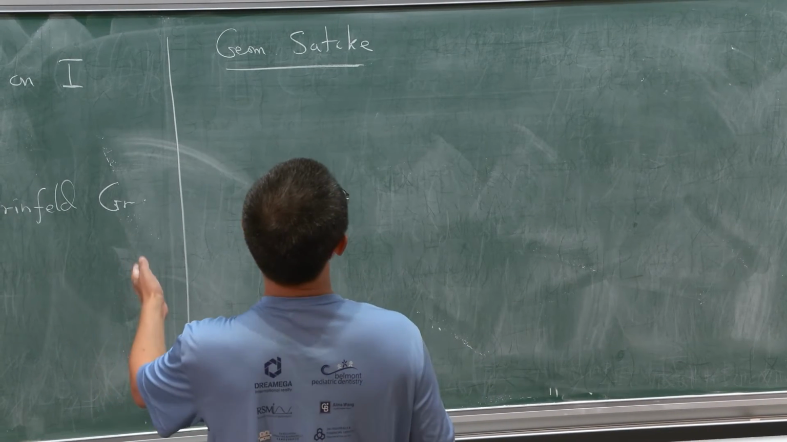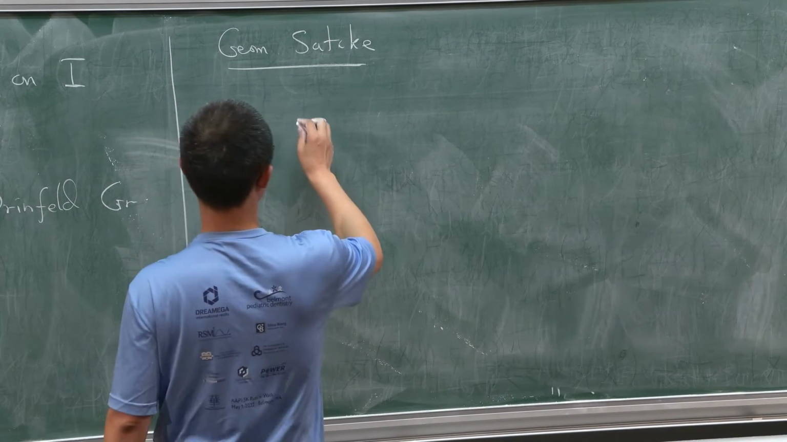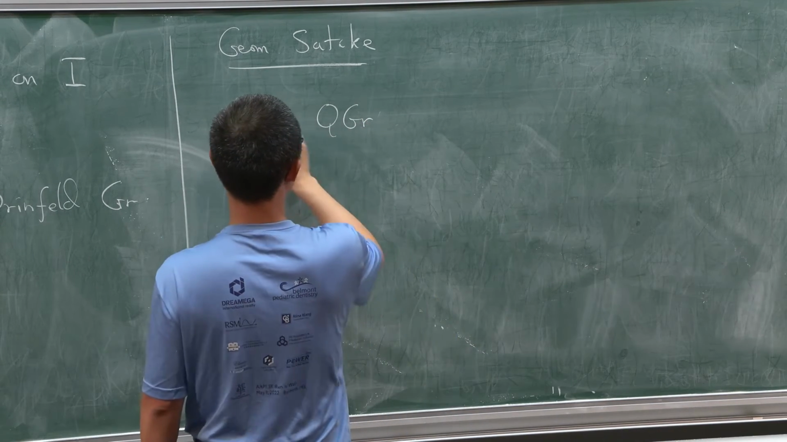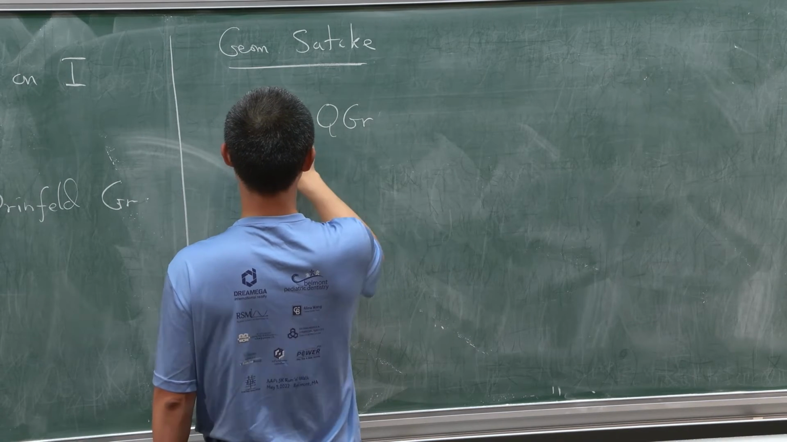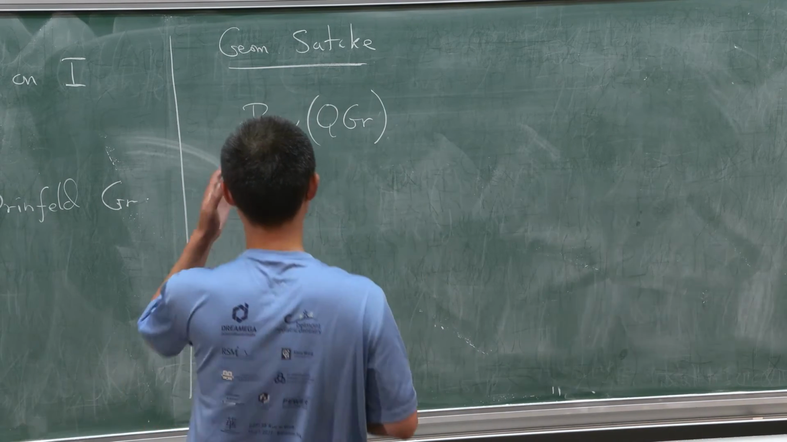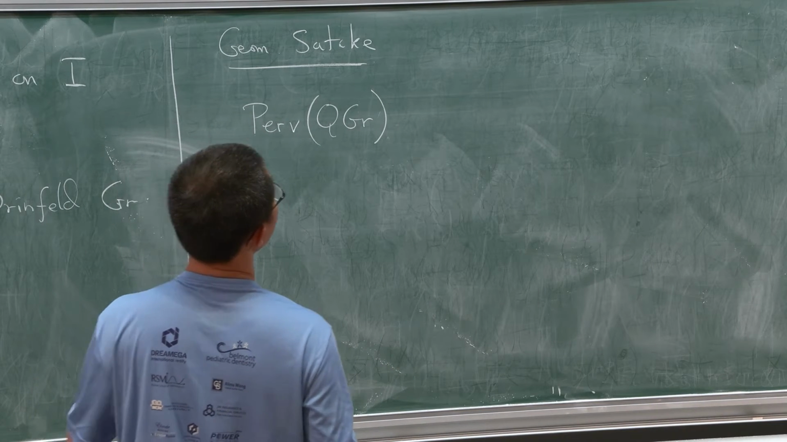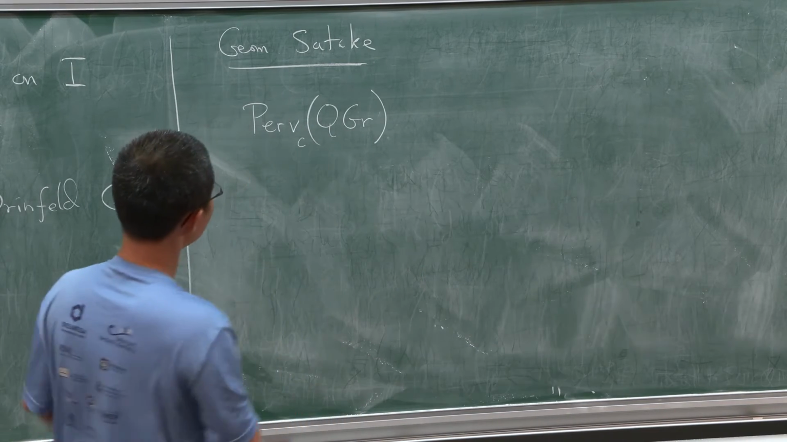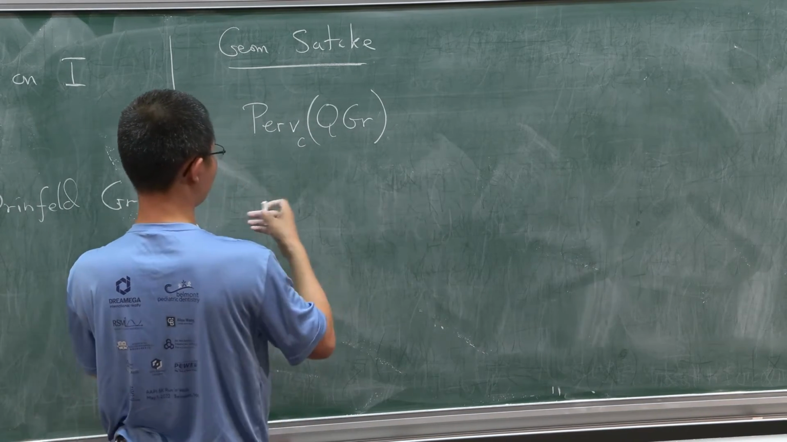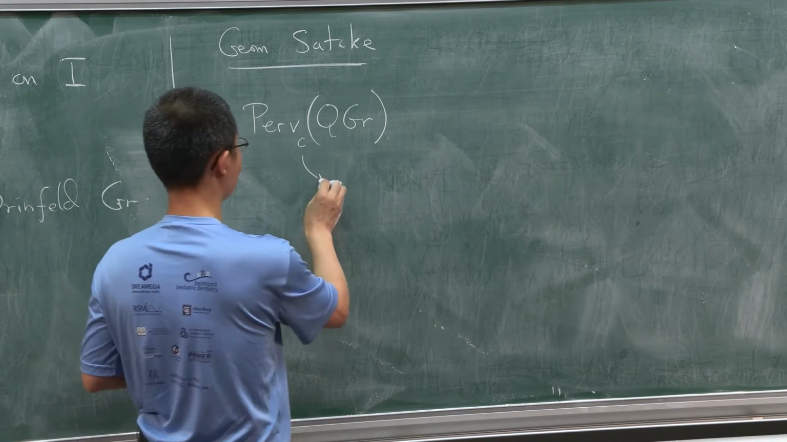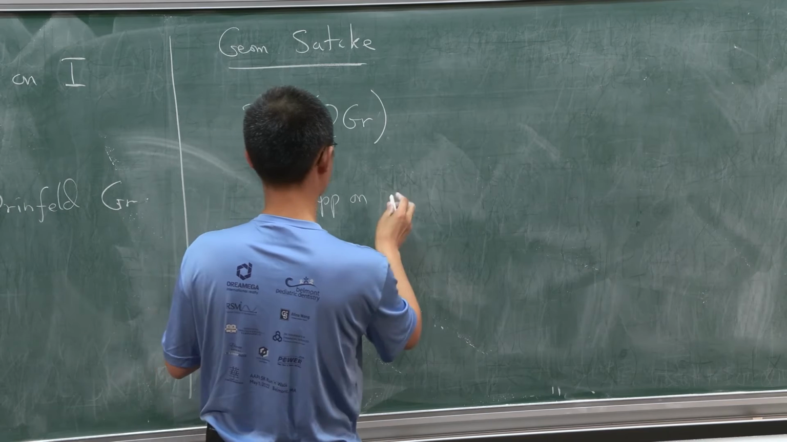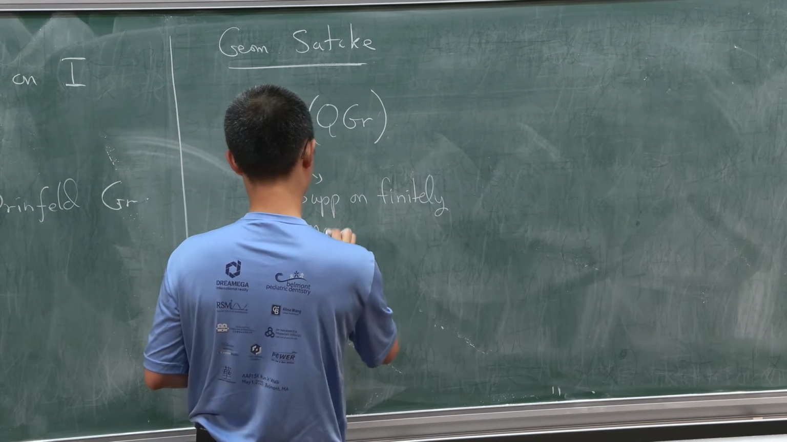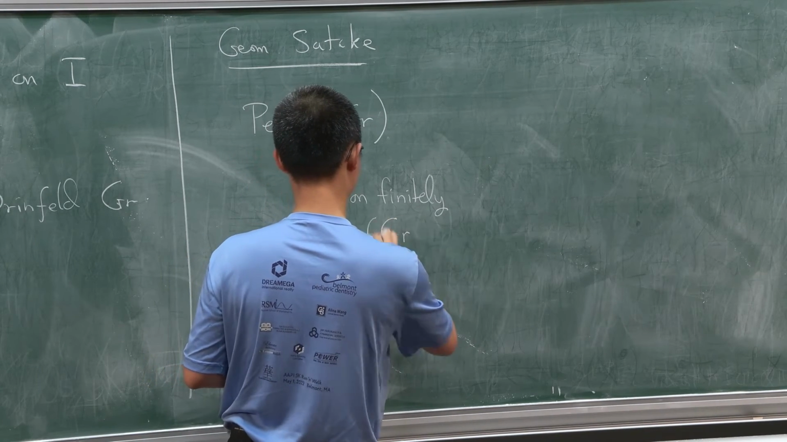So what we are doing here is that we are pulling back sheaves on this Q GR. So geometric Satake can be formulated using perverse sheaves on this quotient version of the Grassmannian that are constructible in the sense that they are supported only on finitely many strata, or lambdas.